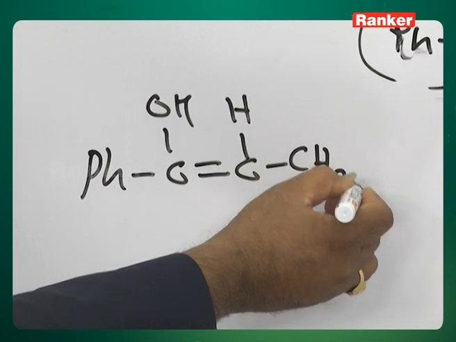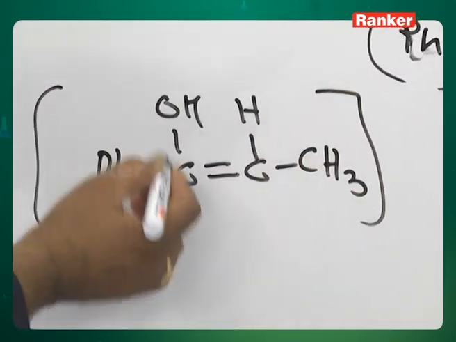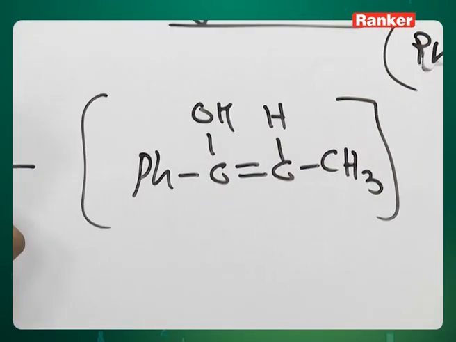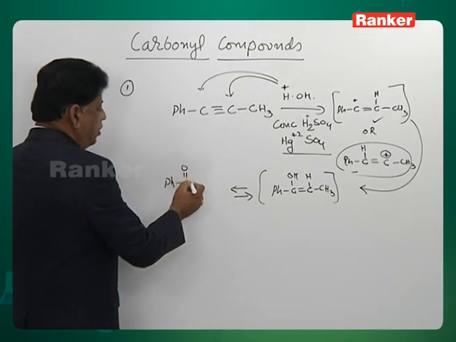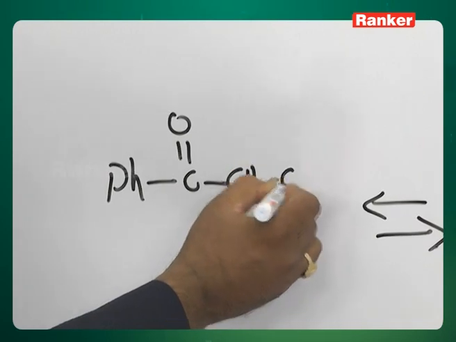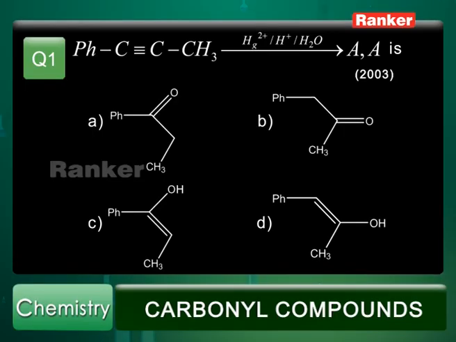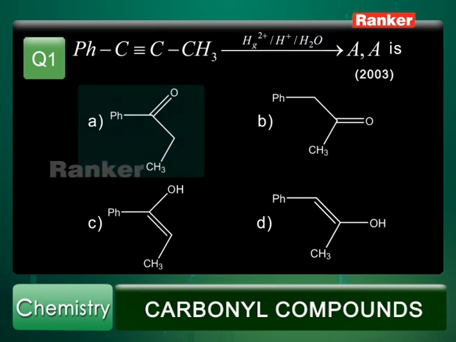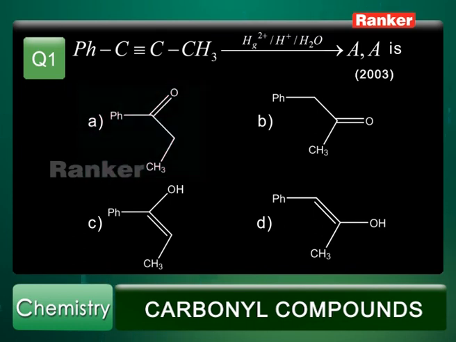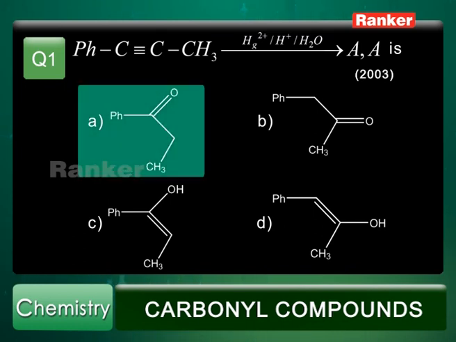However, this is not the final answer. This is the enol. Tautomerization leads to the final answer, that is phenyl with a C double bond O, a CH2 and the CH3. So search this answer in the options A, B, C, D. So option A is the right answer. Answer A is nothing but the phenyl ethyl ketone, given as option A.